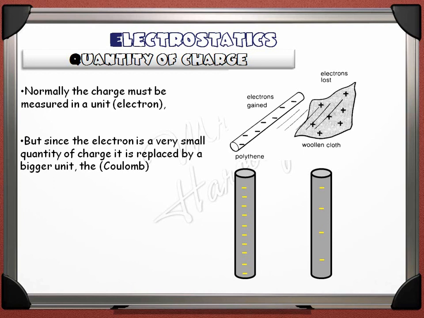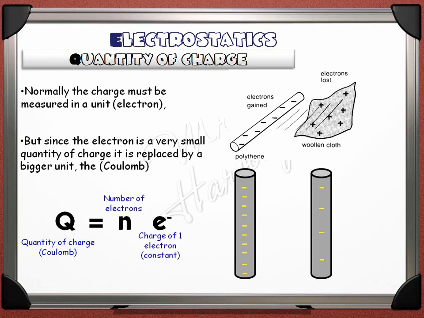The total quantity of charge Q in coulombs of a charged body equals the number of electrons multiplied by the charge of a single electron. The charge of a single electron is constant, but this is not important to know in this level of physics, but maybe later. This mathematical rule is rarely used in exams.